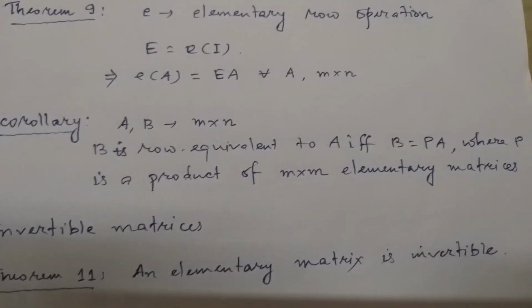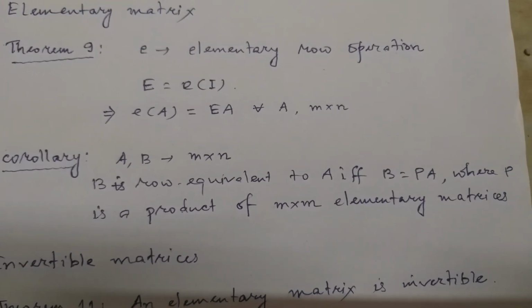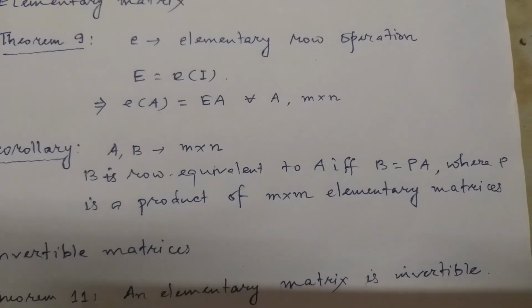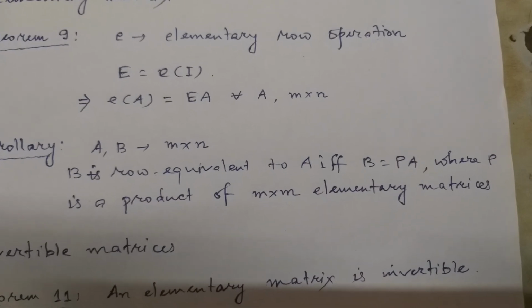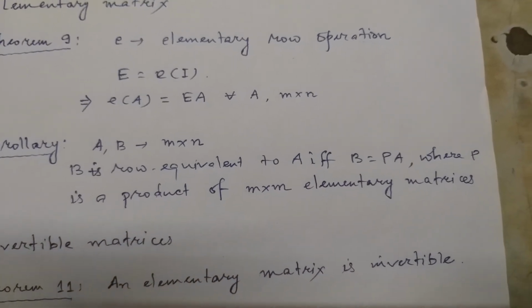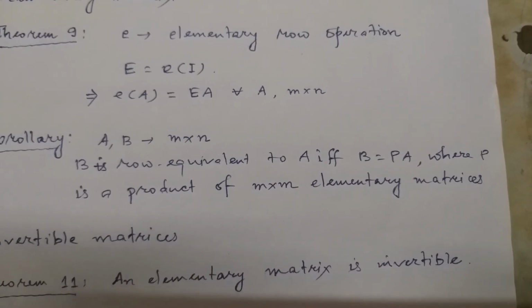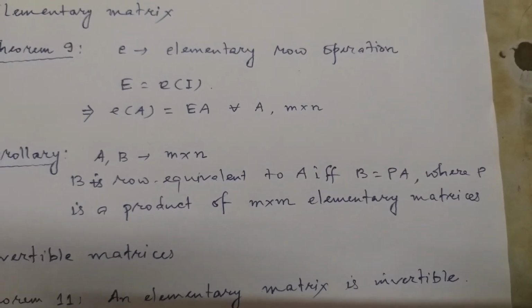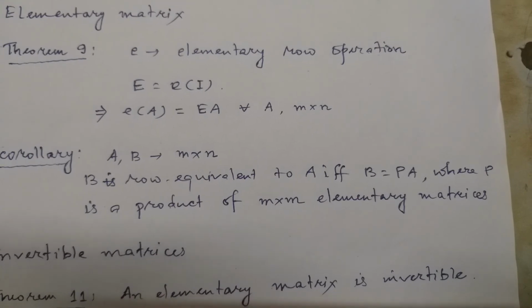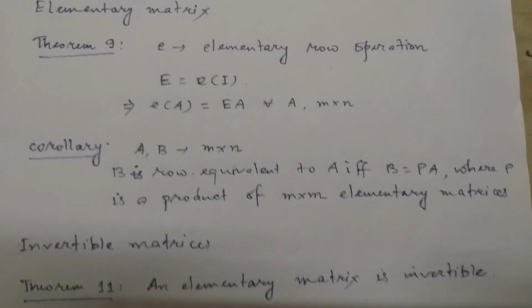Next we have the corollary: let A and B be two m cross n matrices. Then B is row equivalent to A if and only if B can be written as P times A, where P is a product of elementary matrices. Later we will see this theorem in some other form.